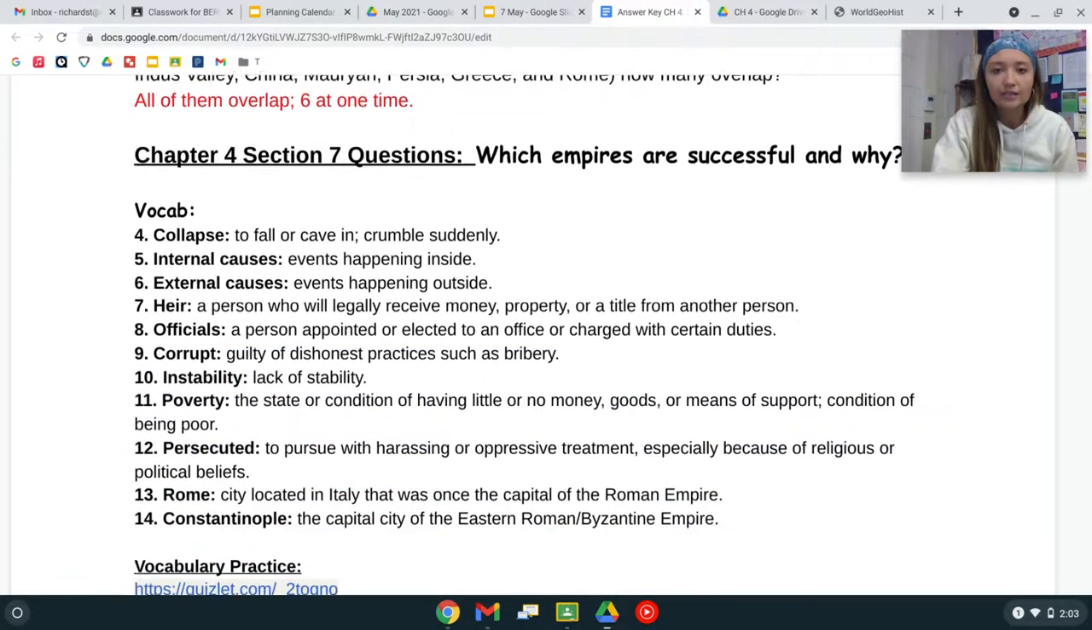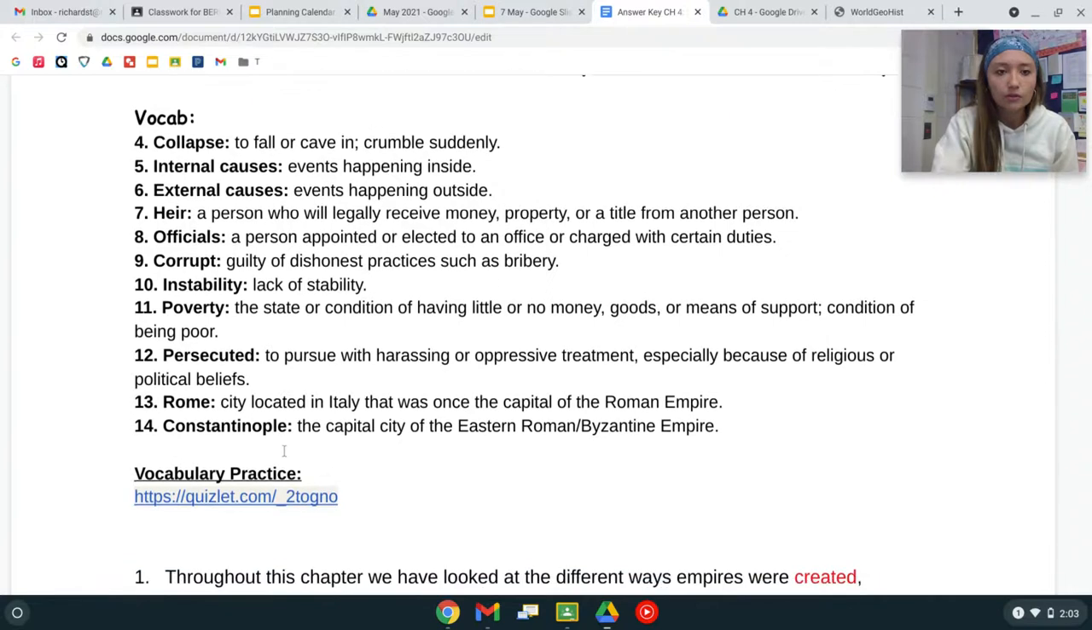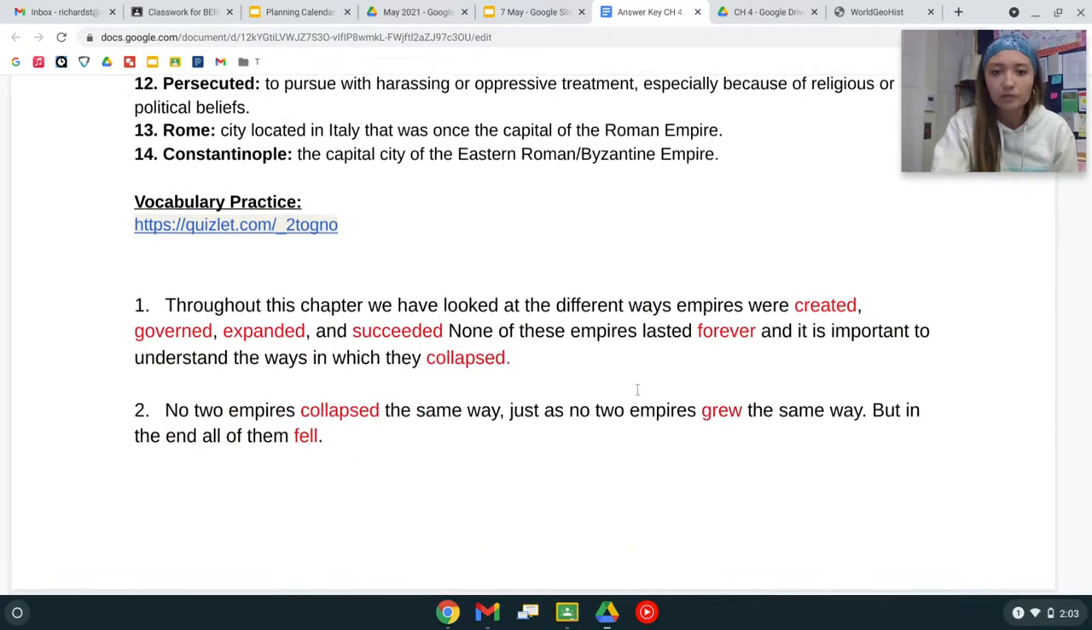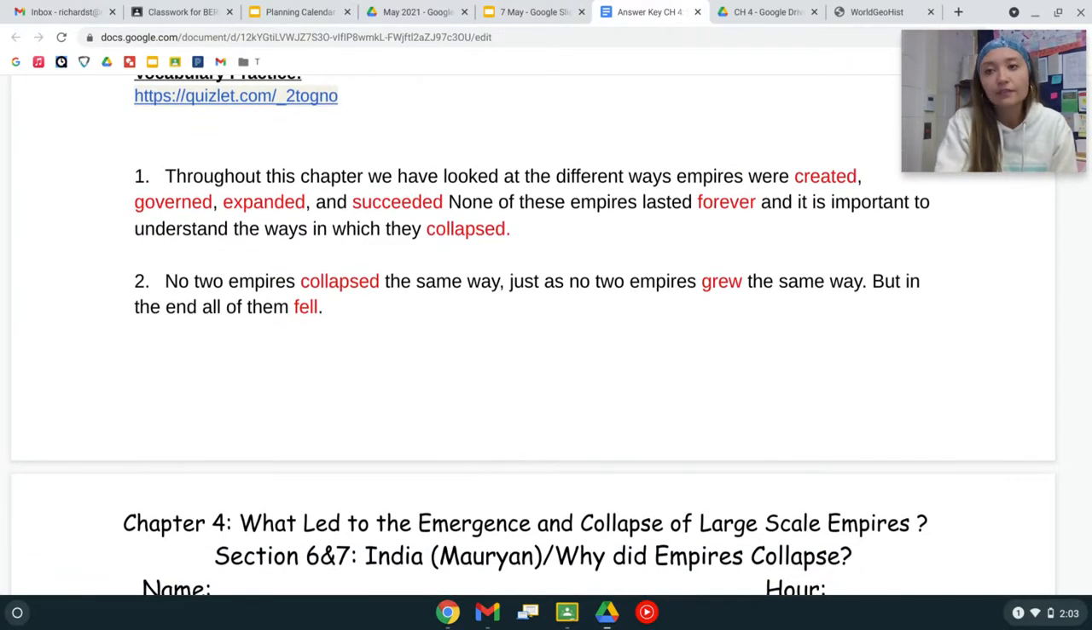All right, so section 7. Here's your vocab, and make sure you read through those. Let's start with number 1. Throughout this chapter, we have looked at the different ways empires were created. It's your first blank: governed, expanded, and succeeded. So those are all supposed to be filled in, the blanks there. None of these empires lasted forever, and it is important to understand the ways in which they collapsed. Make sure you're following along and filling this in if you didn't get to this one.